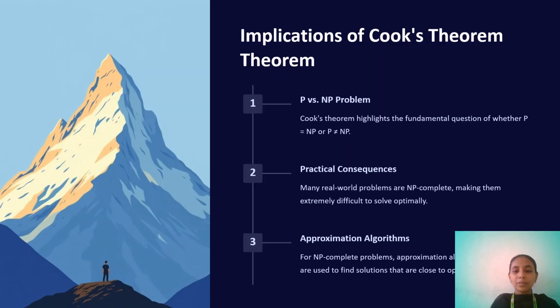Implications of Cook's theorem. The P versus NP problem: Cook's theorem highlights the fundamental question of whether P equals NP or P does not equal NP. Practical consequence: many real-world problems are NP-complete, making them extremely difficult to solve optimally. Approximation algorithms: for NP-complete problems, approximations are used to find solutions that are close.